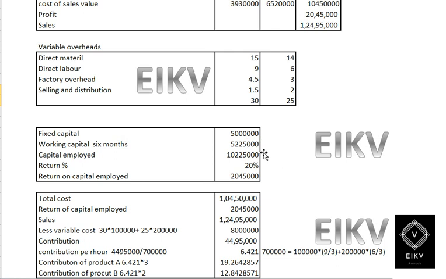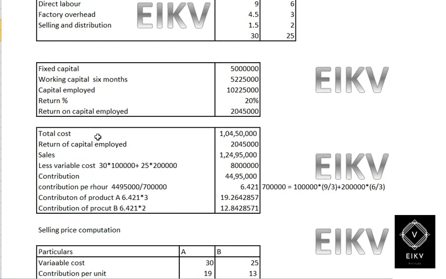So, and then we have capital employed. The capital employed will be, when we add 50 lakh plus 52 lakh 25,000, we will get 1 crore 2 lakh and 25,000. 20% of such capital employed should be considered as return. Therefore 20% is the cost return. Therefore 1 crore 2 lakh 25,000 multiplied by 20% will give 20 lakh 45,000. So 20 lakh 45,000 should be the return.